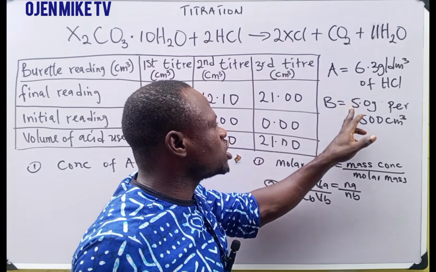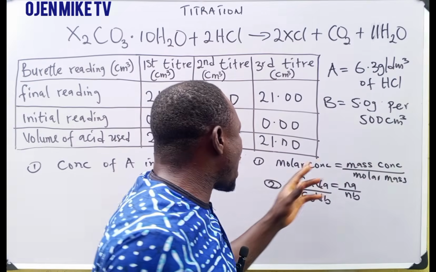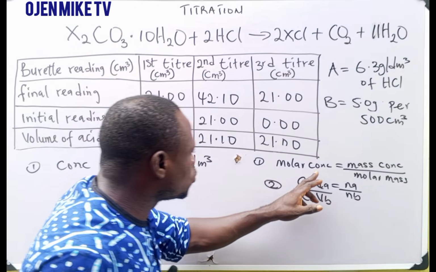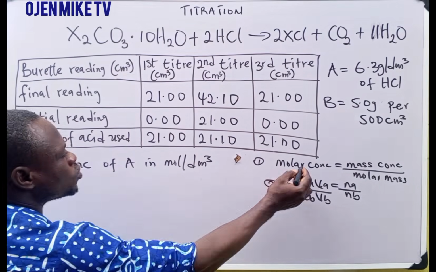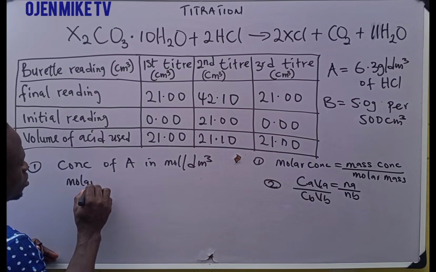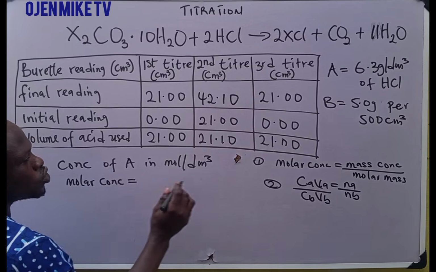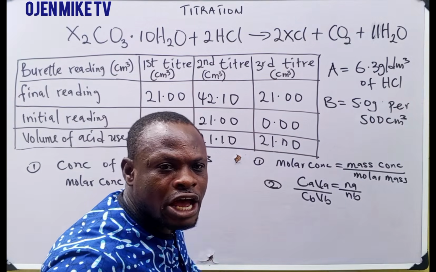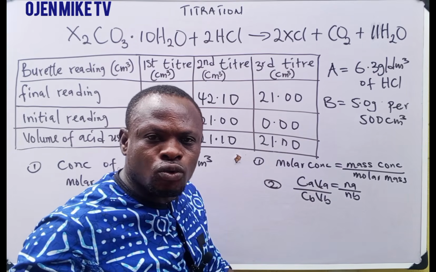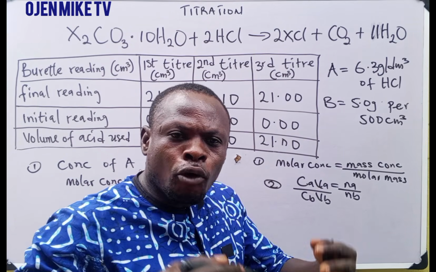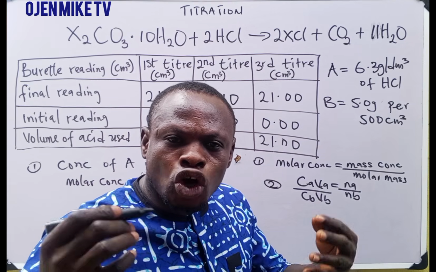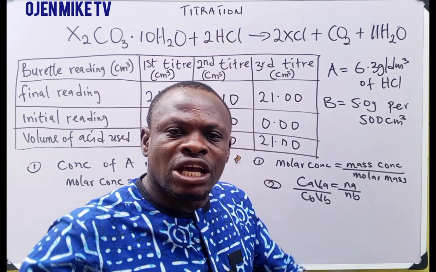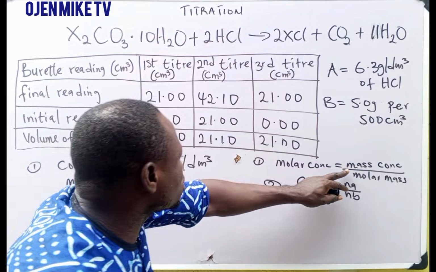So we are going to use this formula because none of the concentrations is given in moles per dm cube, and we are asked to calculate the concentration of A in moles per dm cube. So what do we do? By going into this formula, we say molar concentration is equal to mass concentration over molar mass. Mass concentration is in grams per dm cube. Molar concentration is always expressed in moles per dm cube, while molar mass is always expressed in grams per mole.